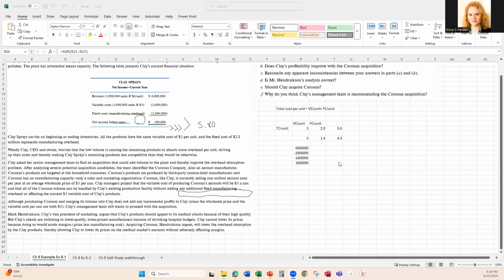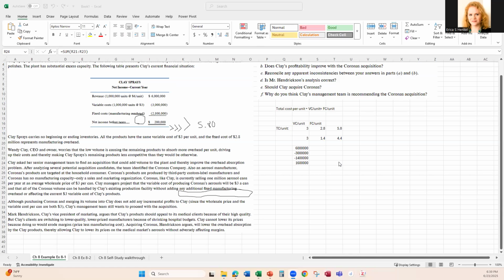Getting ahead of myself a little bit here. They are selling the Coronas products for only $3 a can, which is the variable cost. So in that case, we wouldn't be able to allocate any fixed costs over to them. That would be the sticking point you'd want to look for, right? Are we able to actually allocate those fixed costs over to the new units?